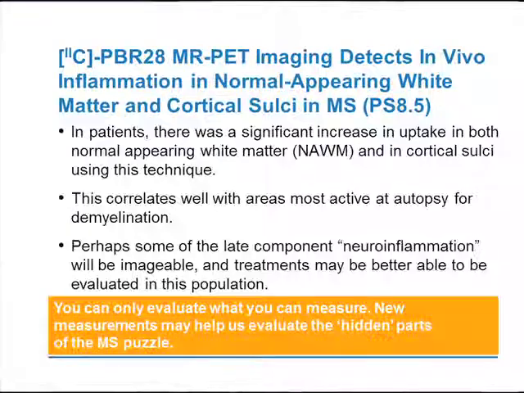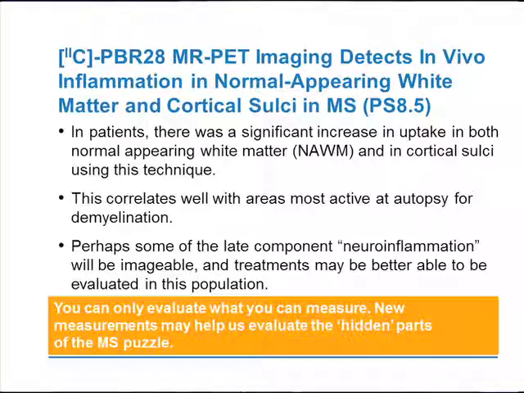What they found was in patients there was a significant increase in uptake in both the normal appearing white matter and in cortical sulci using this technique. And this actually correlates very well with areas with the most activity at autopsy for demyelination. So it was a nice correlate between the in vivo and the imaging modality. And so perhaps some of the late component neuroinflammation will be imageable and we'll be able to target some treatments in this population.